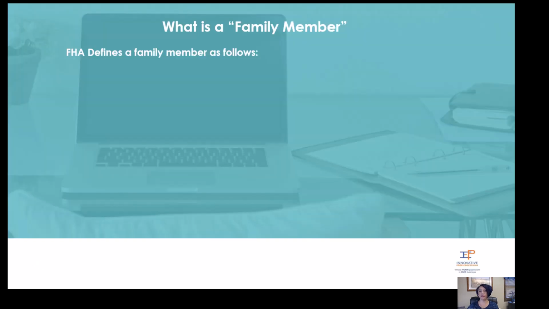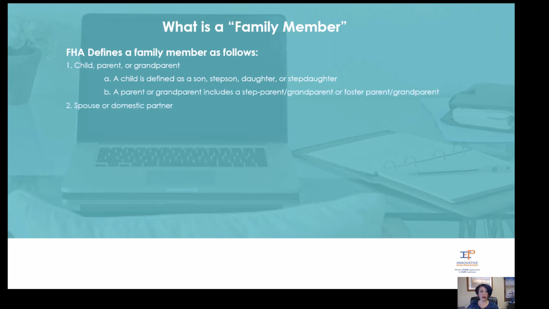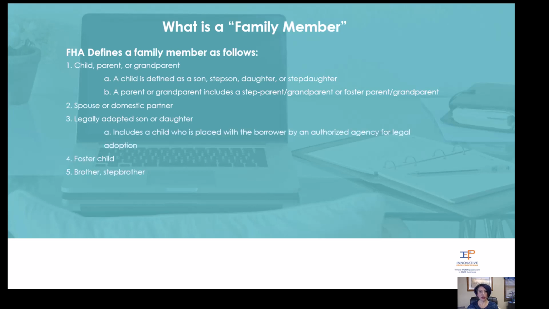So FHA defines a family member as one of the following: a child, parent, or grandparent. And FHA gets even more specific and defines a child as a son, daughter, or stepson and stepdaughter, a spouse or domestic partner, legal adopted son or daughter, a foster child, a brother, sister, stepbrother, stepsister, an uncle or an aunt, or any of the in-laws, mother-in-law, father-in-law, sister-in-law, brother-in-law, etc.